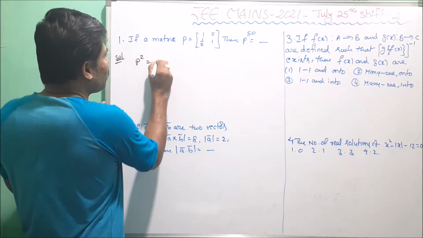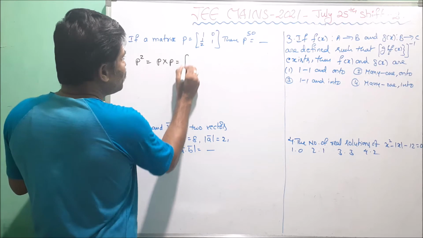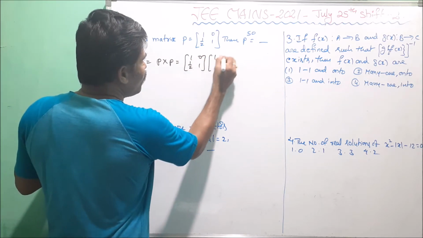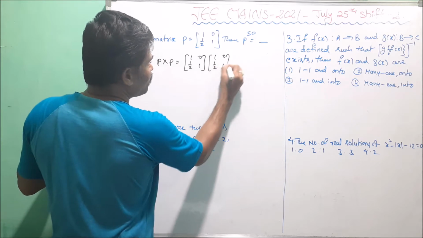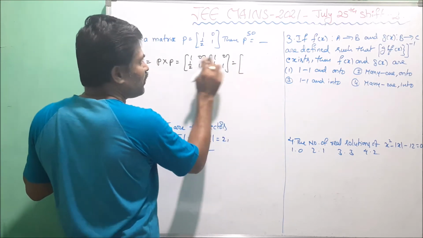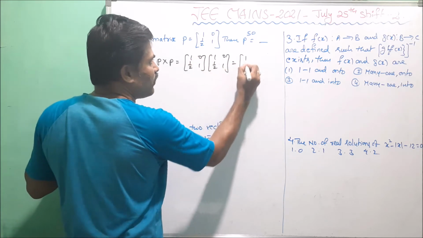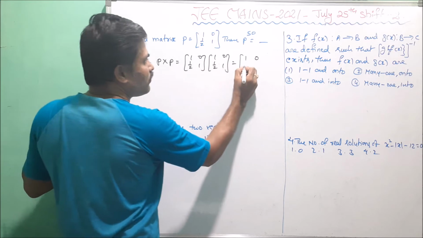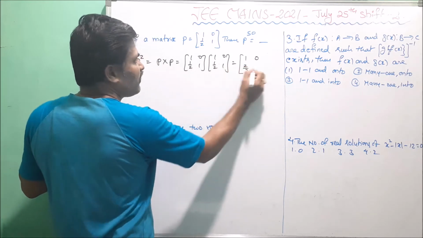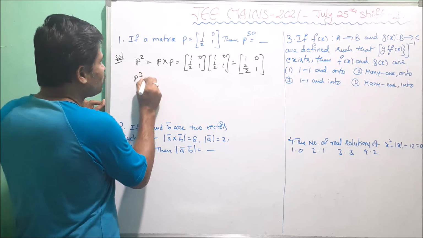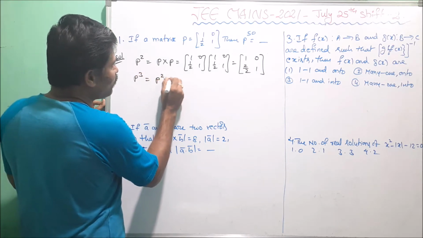P square means P into P, that is [1 0; 1/2 1] into [1 0; 1/2 1]. Now multiply these two: 1 into 1 plus 0, that is 1. This is 0. 1/2 into 1 plus 1 into 1/2, that is 2/2. This is 1. Similarly, to find P cube, we write P square into P.